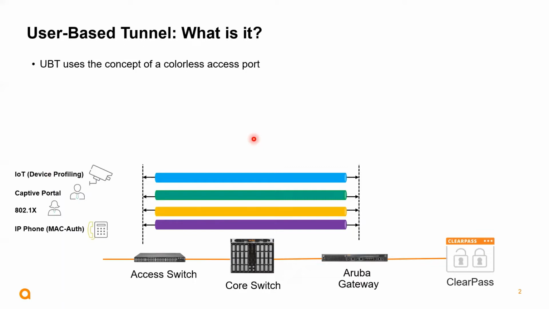UBT uses the concept of colorless access ports. So there arises a question, what is a color or a colorless port? The colored port in a legacy network signifies when the ports were assigned a color physically on the switch so that specific policies were assigned to the port. The specific devices were assigned a color and could only be plugged into the corresponding ports.